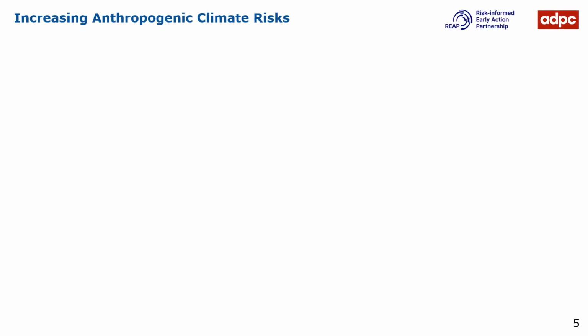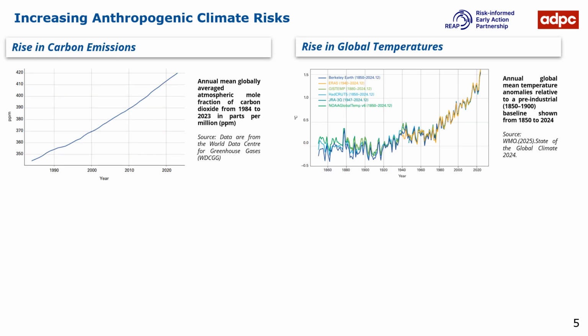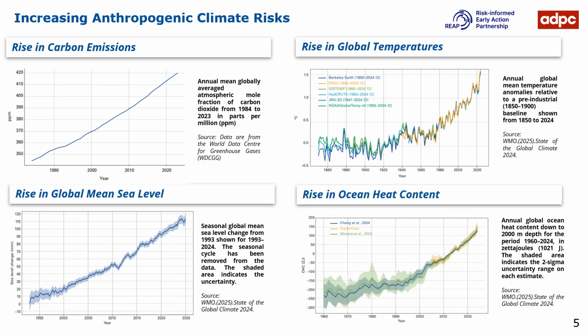This slide presents 4 indicators of a changing climate system: rising carbon dioxide concentrations, rising global temperatures, rising global mean sea level, and increasing ocean heat content. These are not isolated scientific indicators. They are signals of growing financial, institutional, and social risk. Can you all think about the implications of all these 4 indicators?